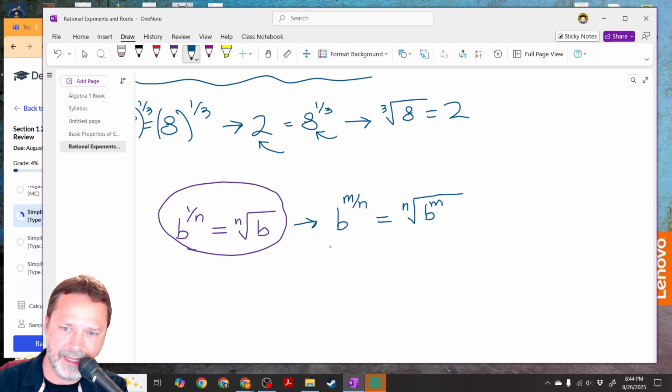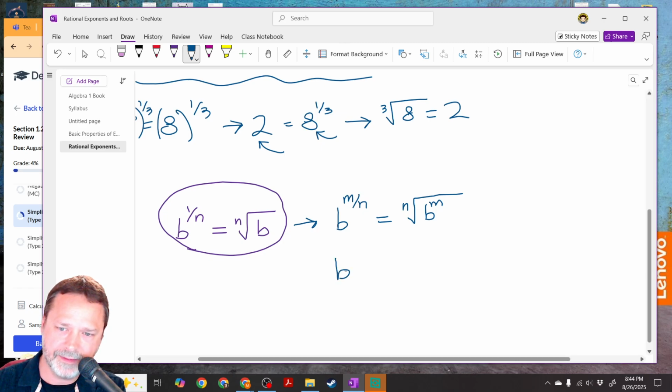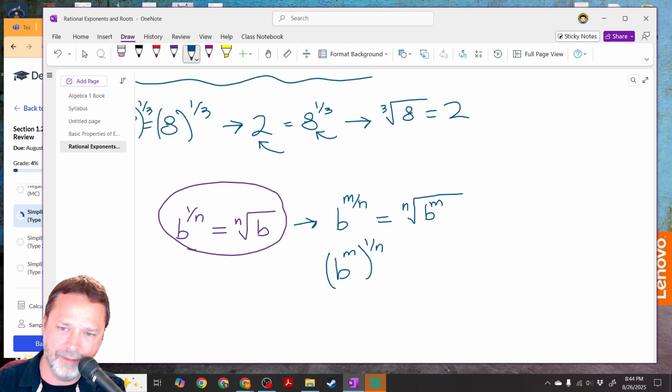Why can I say that? Well, what's another way to write this right here? Well, I could just say that's b to the m raised to the 1 over n, because what's m times 1 over n? It's m over n. And that's how I get this right here. I'm taking the nth root, that 1 over n, raised to the 1 over n, the same as the nth root of b to the m.